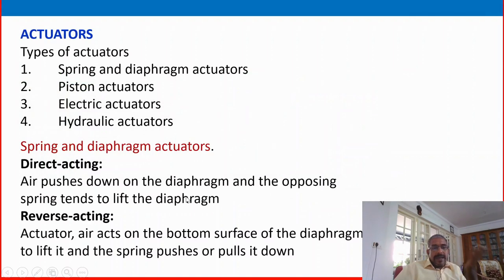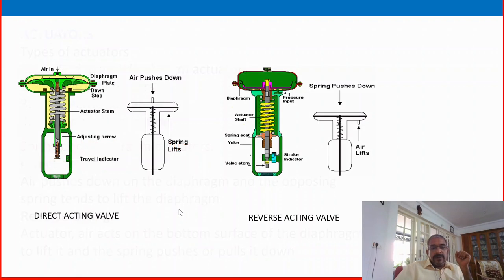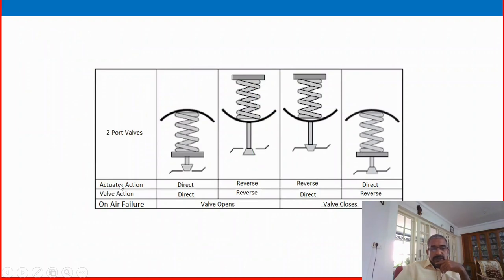Just to go through the backside: air pushes down, direct acting. That is where air pushes down on the diaphragm, and the opposing spring tends to lift the diaphragm. So look at that one. Actuator action direct, valve action direct, and actuator action reverse, valve action reverse, and the valve opens. This one we will discuss in the last slide.